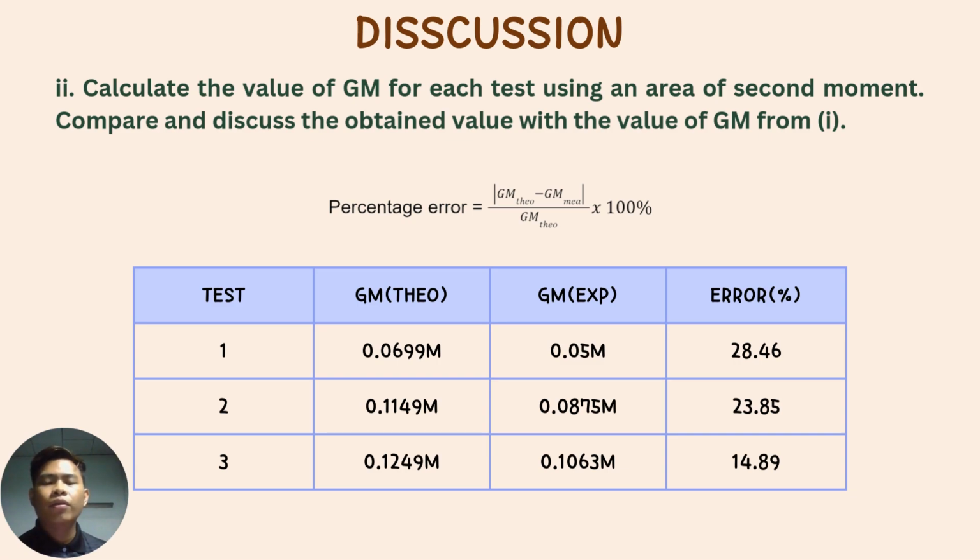So we can compare both values by finding the percentage error. The percentage error equals GM theoretical minus GM experiment over GM theoretical, multiplied by 100%. So for test 1, we have 28.49, test 2, 23.85, and the last one, 14.89.